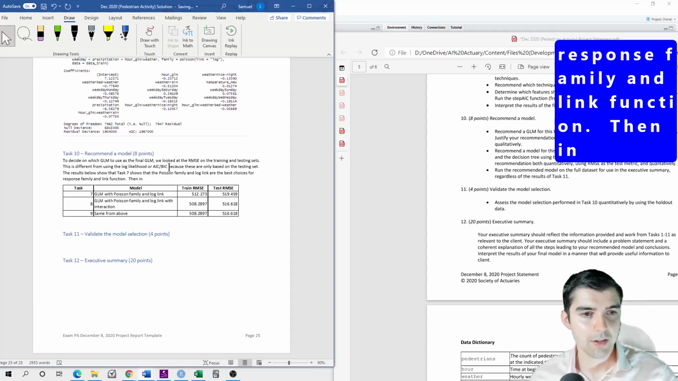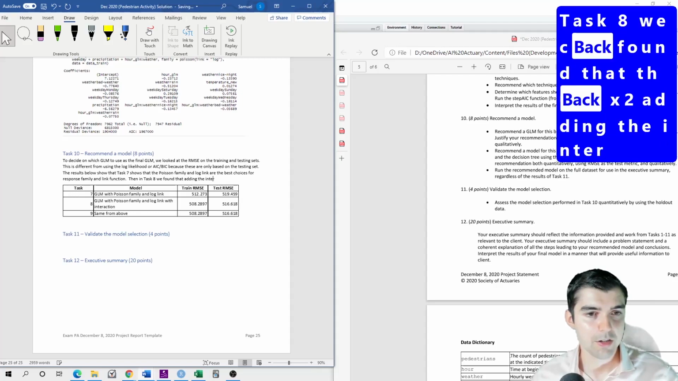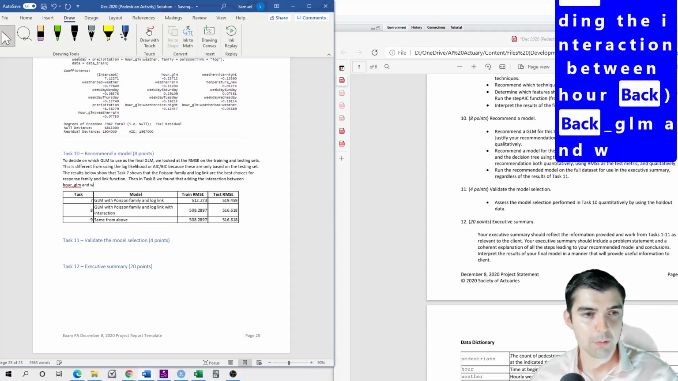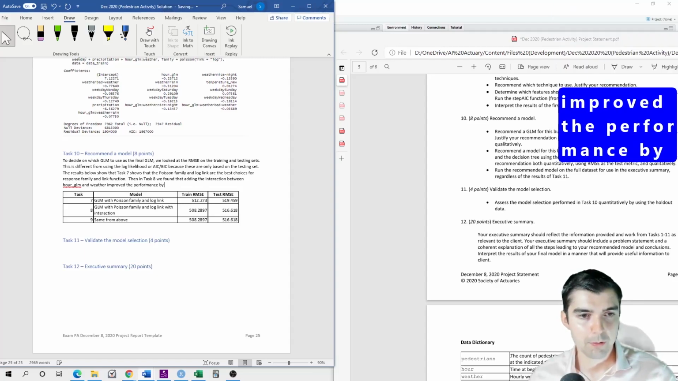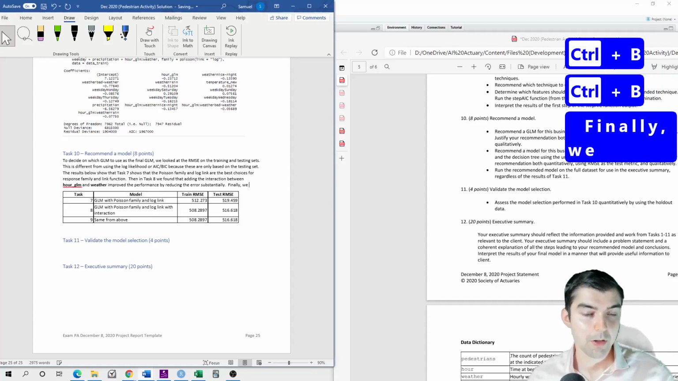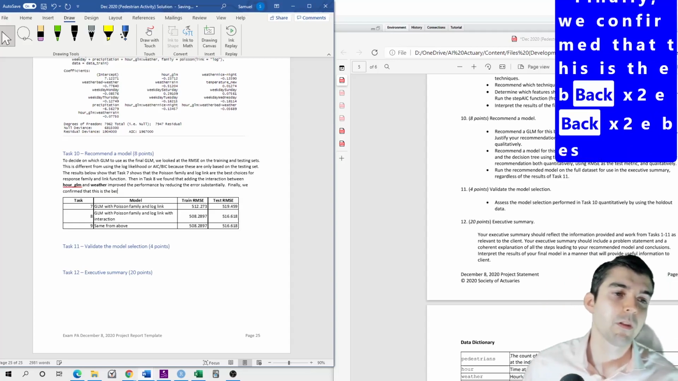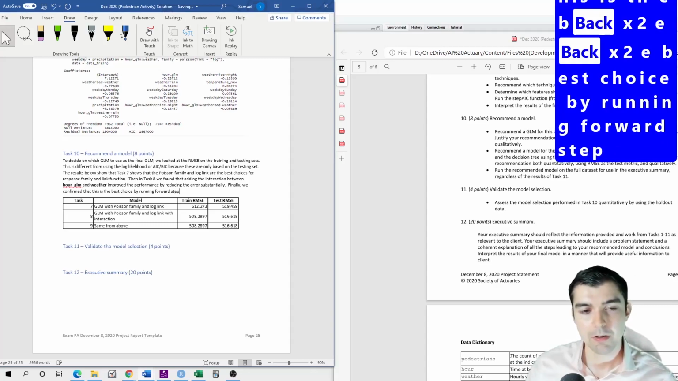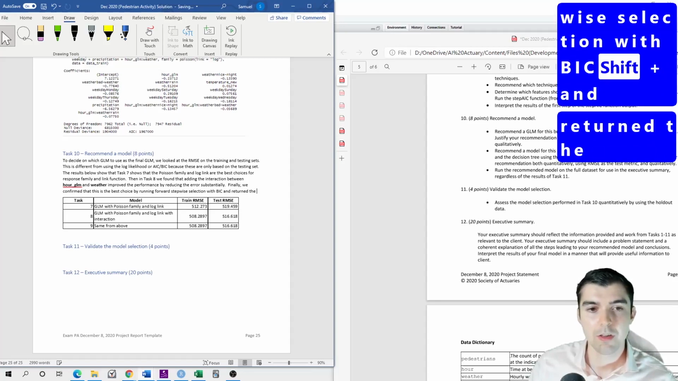Then in task 8, we found that adding the interaction between hour and weather improved the performance by reducing the error substantially. Finally, we confirmed that this is the best choice by running forward stepwise selection with BIC and returned the same model.